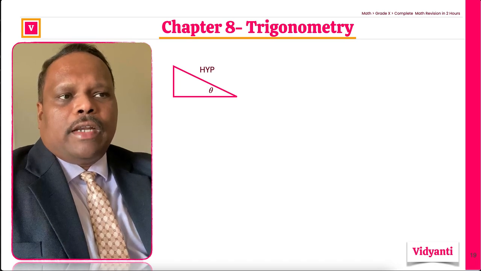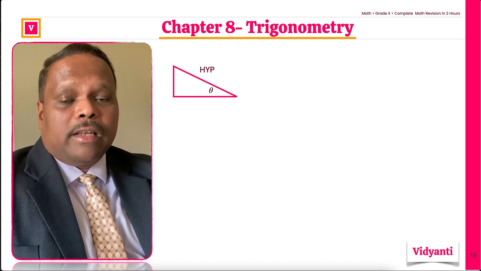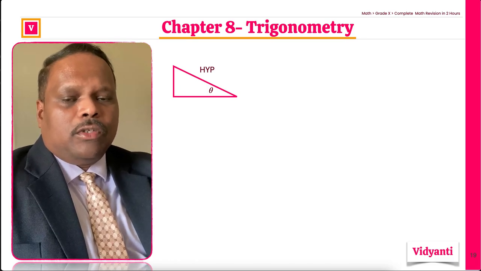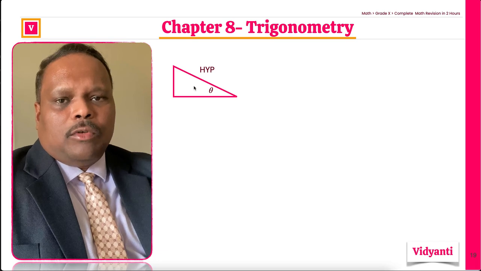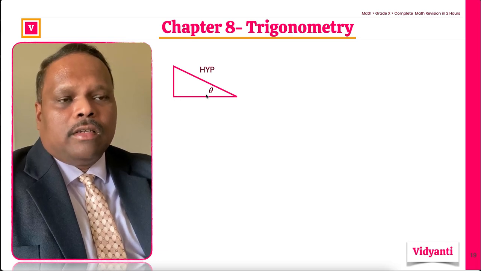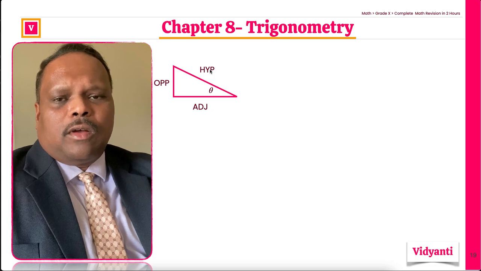If you have a right angle triangle, right now trigonometry is applicable for right angle triangles at this level, even though in real life you can use it for any angle. In a right angle triangle, the longest side opposite to 90 degrees is always the hypotenuse. So let's assume an angle theta. For this theta, this is opposite and the last side is adjacent. So the hypotenuse is always constant.